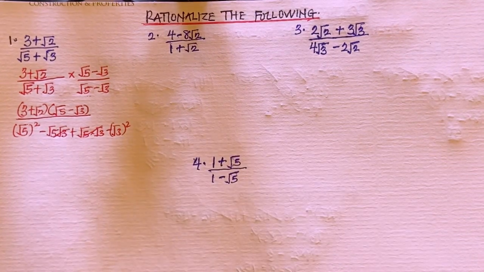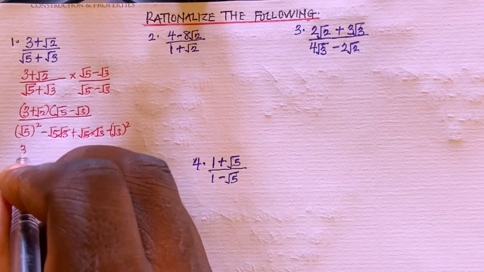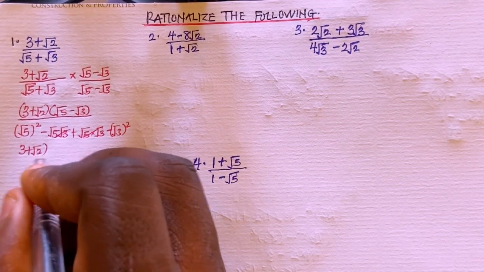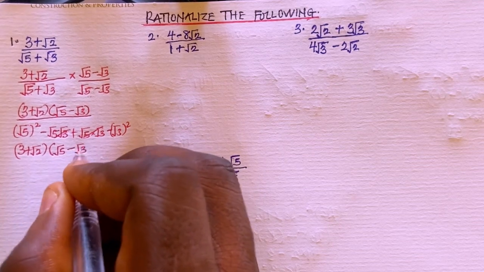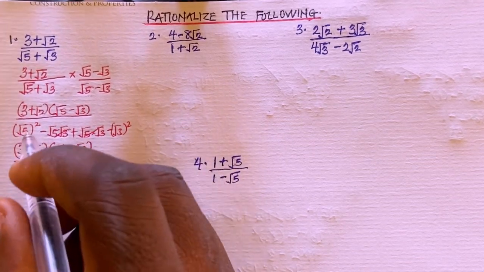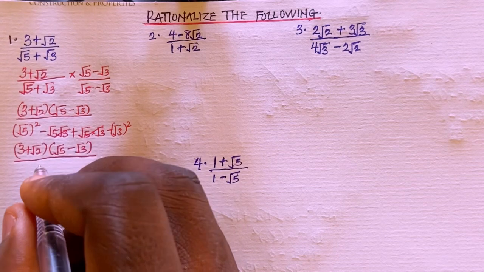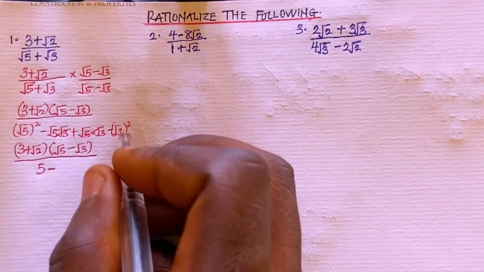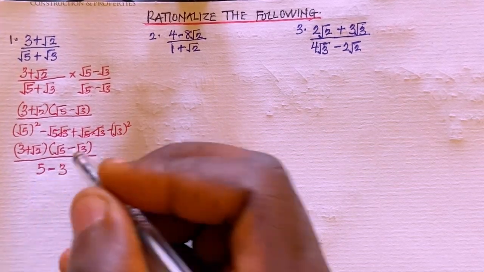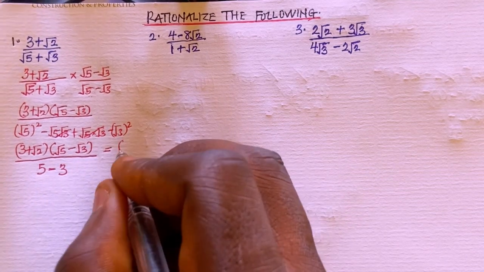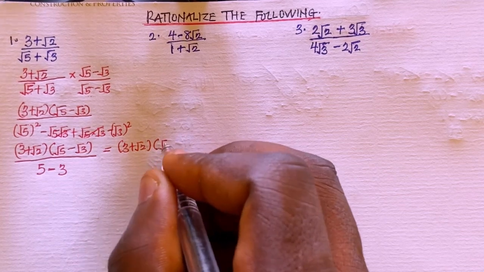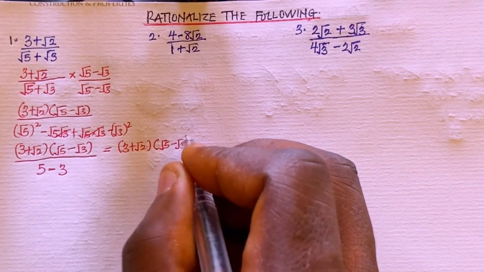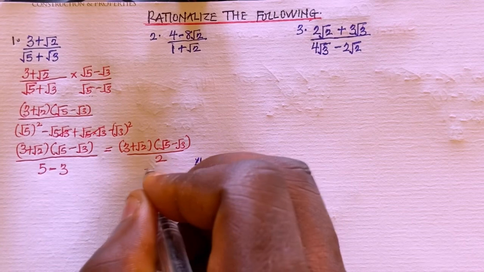So the expression becomes 3 plus root 2, in brackets, times root 5 minus root 3, divided by, if you look at this very well, root 5 all squared, which is the same as 5, minus root 3 squared, which is the same as 3. So I have 3 plus root 2, in brackets, root 5 minus root 3, divided by 2. Exactly, so that's just it.